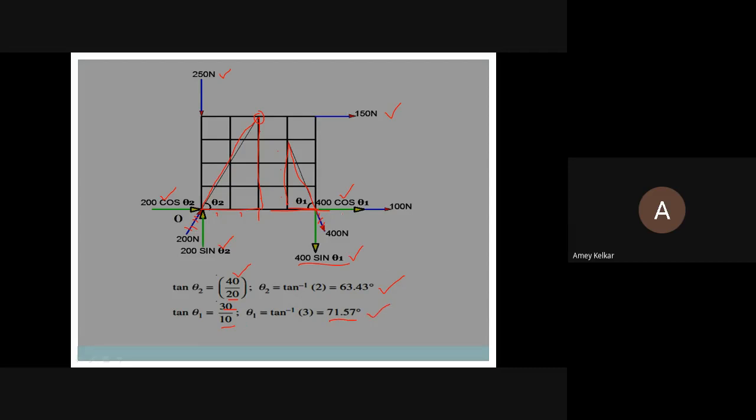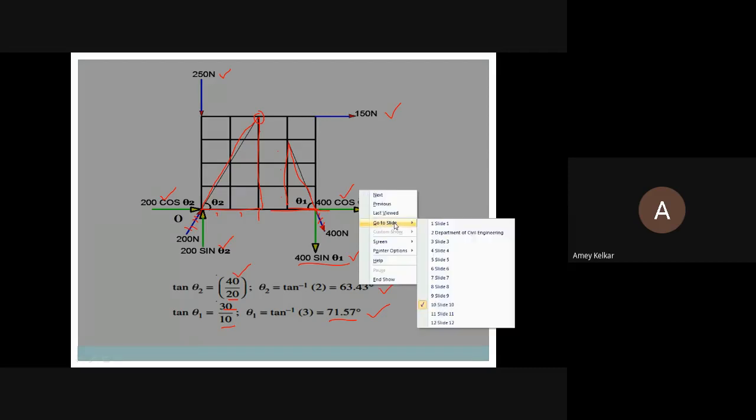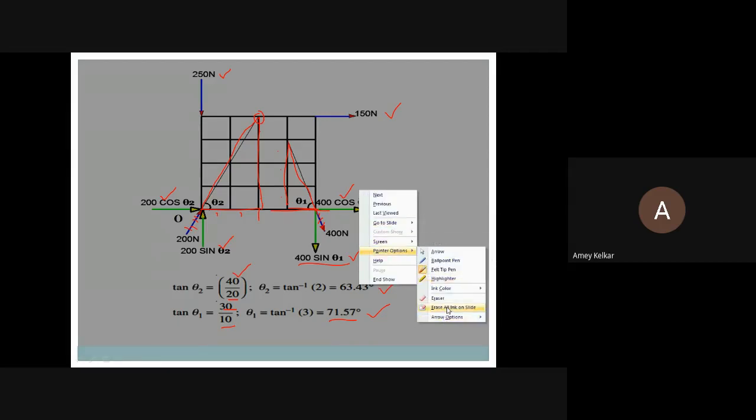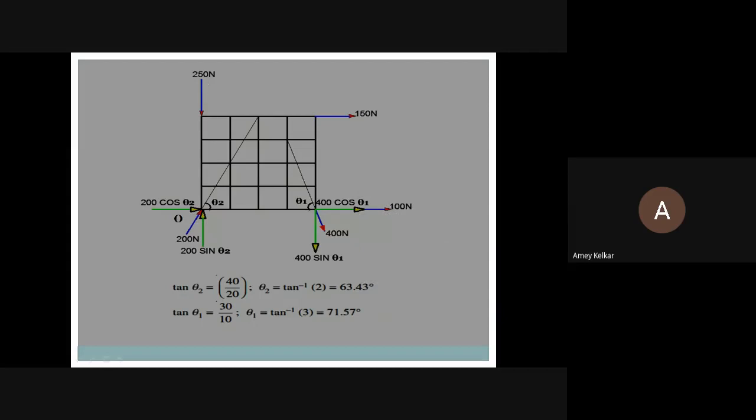So once again, I'll explain this. This force is as it is, we have kept it. This 150 also as it is. Now one more thing to observe here is that a 100 force is already existing at that point. So that remains here, blue colored, which I have shown. But when we break this 400 force, one more force comes at the same point, which is 400 cos theta 1, and the other force becomes 400 sin theta 1.